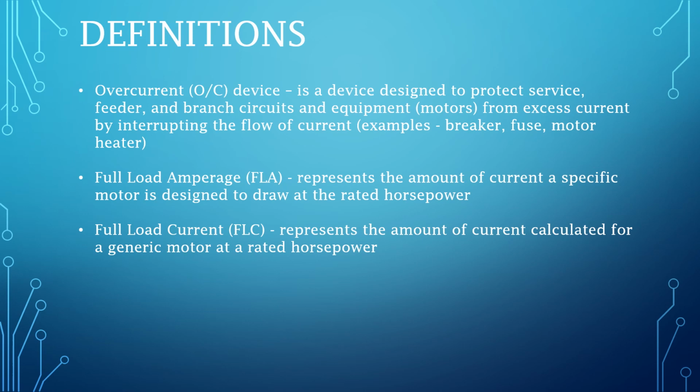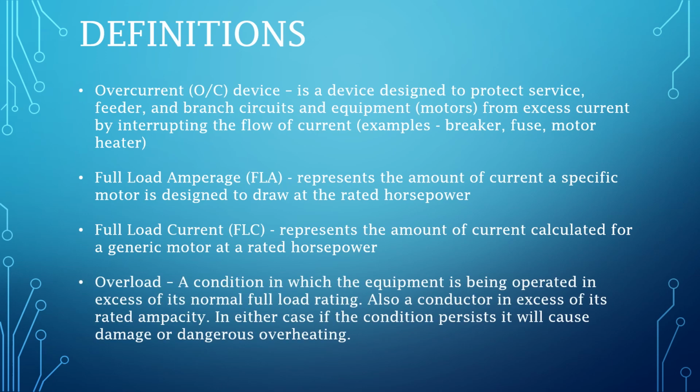Whereas when we're choosing the heater size, when we're choosing the protection for the specific motor, we're going to want to know the amperage of that specific motor. And so they look similar. We'll make sure we try to keep these separated. I'll do my best to keep them separated as we talk about them. Full load amperage is the nameplate amperage. Full load current is the code book amperage.